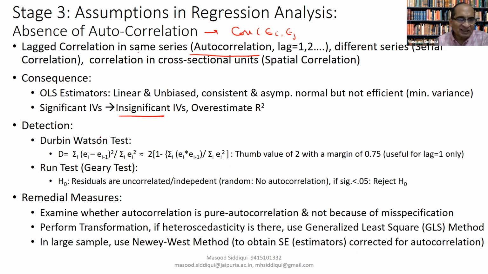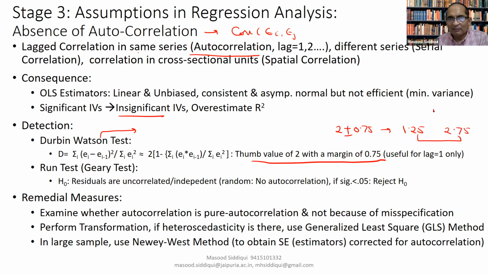How can it be detected? We can use Durbin-Watson. Here the thumb value is 2 with a margin of 0.75, right? It would be 2 plus or minus 0.75. If we use minus, then the value is 1.25, and if we use plus, then the value is 2.75. So if the Durbin-Watson statistic lies between these two values, we can say that we are having low autocorrelation. So let us check the value.